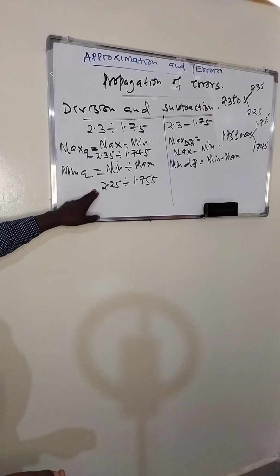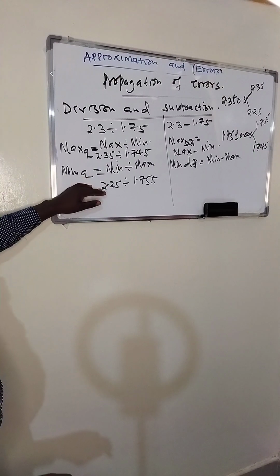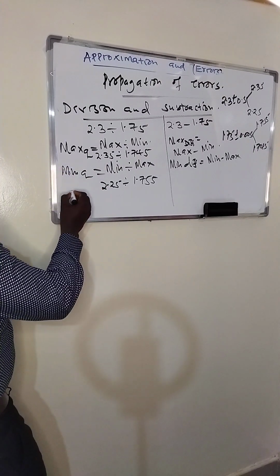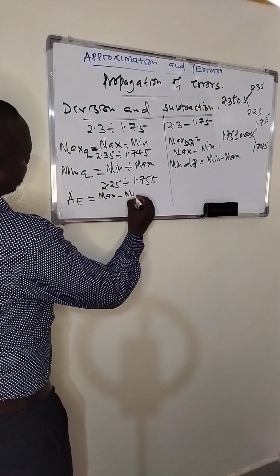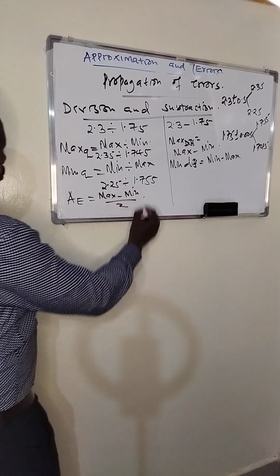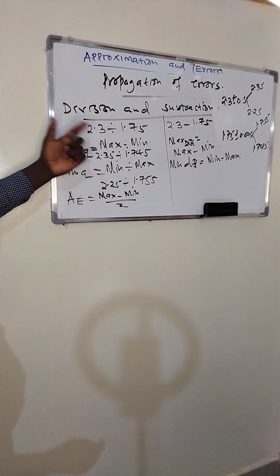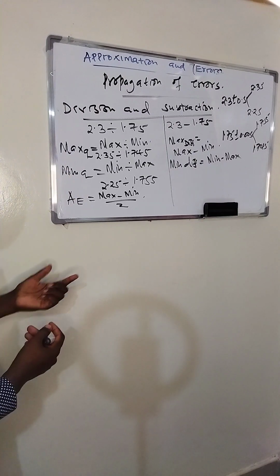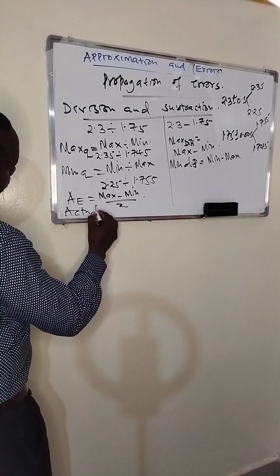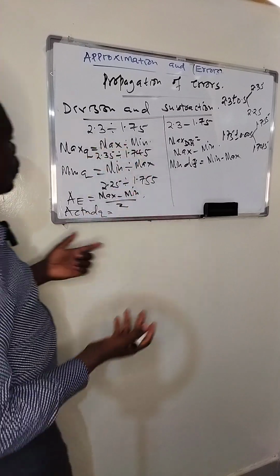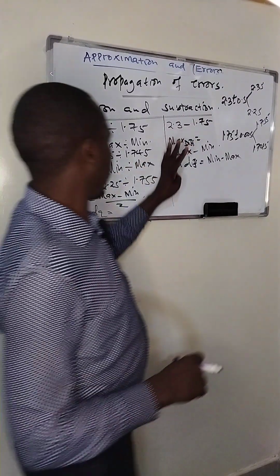So here you get the maximum, you get the minimum. If you want to get the absolute error, you take the result here minus the result here, divided by 2, because absolute error is equal to maximum minus minimum divided by 2. If you're looking for the relative error, then you need to get an actual quotient, actual Q, which of course you take 2.3 divided by 1.75 as it is.